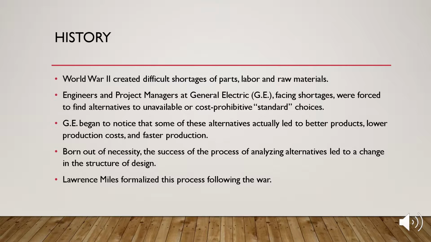So General Electric, being one of those companies, began to develop a process for analyzing alternatives. And as they did, they began to realize that those alternatives sometimes led to better products, lower production costs, and faster production, and generally a more profitable company. So once they realized this, they began to formalize this and make it part of the corporate culture, the corporate standards.